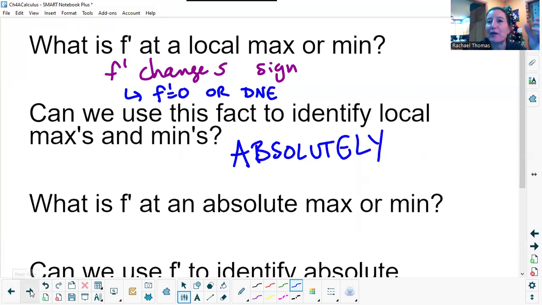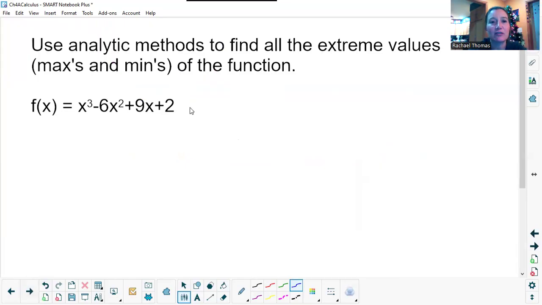So let's do that problem first. We're going to come back and answer the remaining 2 questions on this slide. But here's a great classic question. Use analytic methods to find all the extreme values, maxes and mins, of this function that I've presented. I just talked about how f prime is kind of the key to these things, so let's go ahead and find f prime.